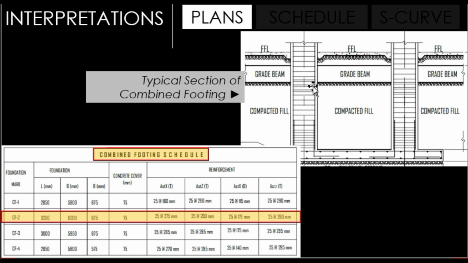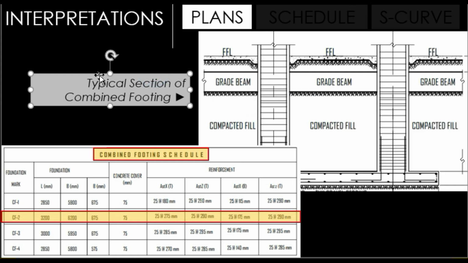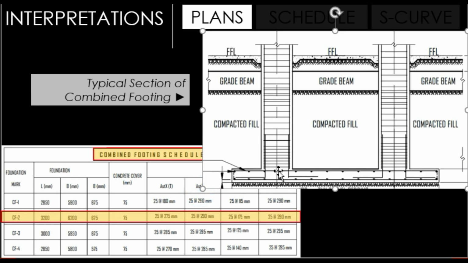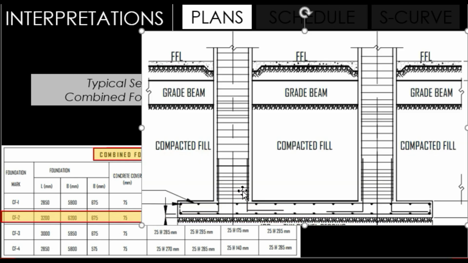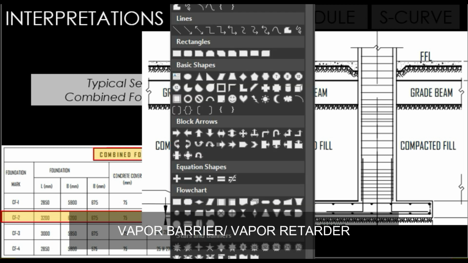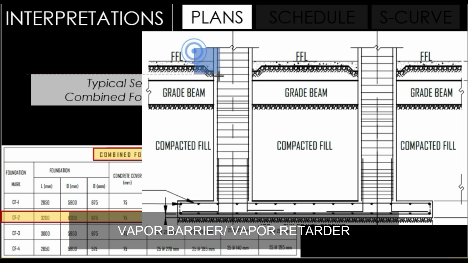Now we go to the typical section of combined footing. Observe that we also have an item for structure backfill. Structure backfill, gravel bedding. Then before pouring of slab, we have a regular fill. If you can see, the slab is designed to have a vapor barrier or vapor retarder here.